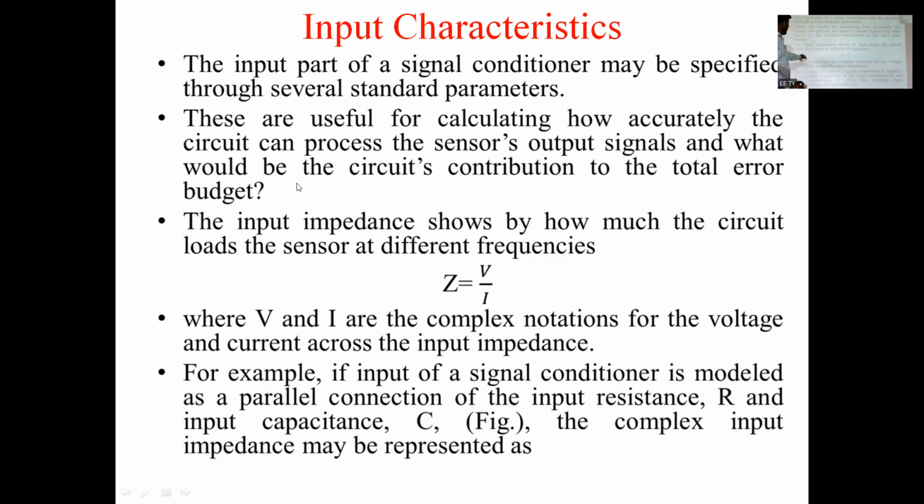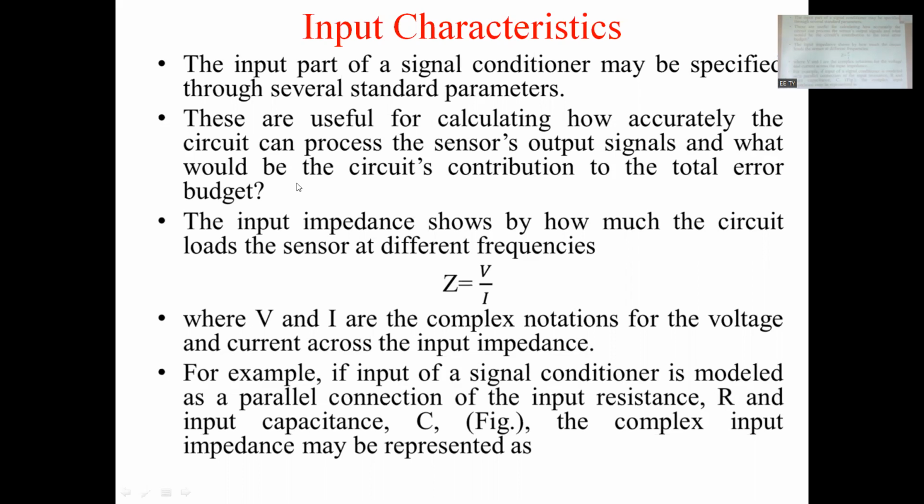Okay, so input impedance, you know the impedance formula, Z is equal to V divided by I. This impedance shows how much the circuit loads the sensor at different frequencies, that is Z is equal to V divided by I, where V and I are the complex notation for the voltage and current across the input impedance. Right? So V is nothing but complex voltage and I is nothing but complex current.